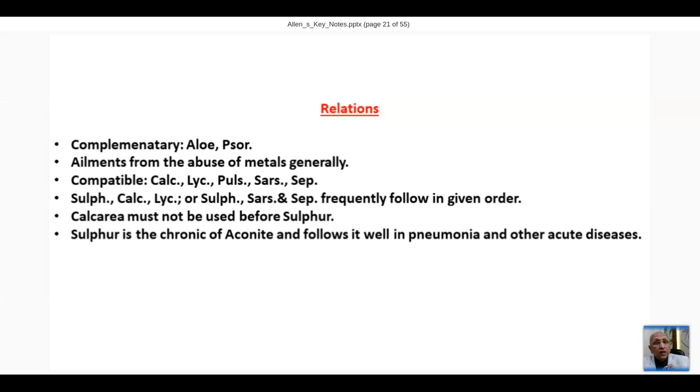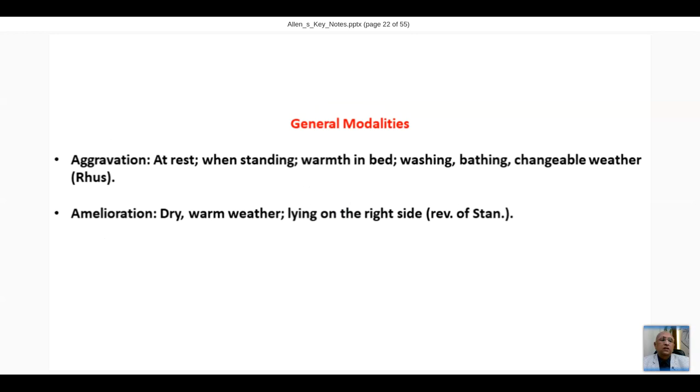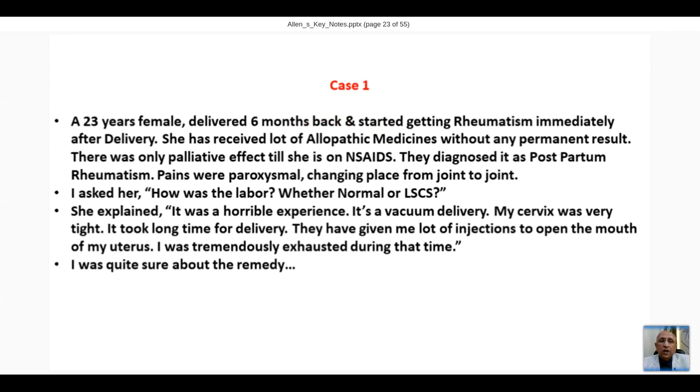And now we'll turn toward the next part, that is the clinical application. Before that, the general modalities; everyone knows, everyone understands the general modalities. Every general modality is so important to understand. A number of times we can get a perfect similimum on the basis of general modalities. That's why everyone should understand every general modality, and sometimes that gives you the clue. So here the theoretical part completes, and now we will enter the next part of the seminar.